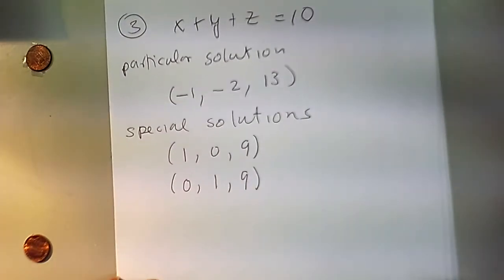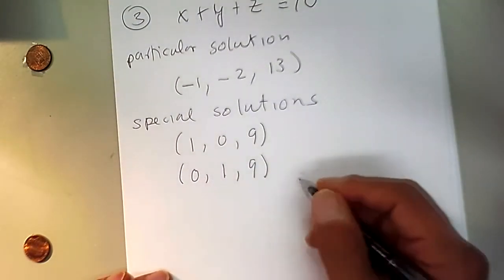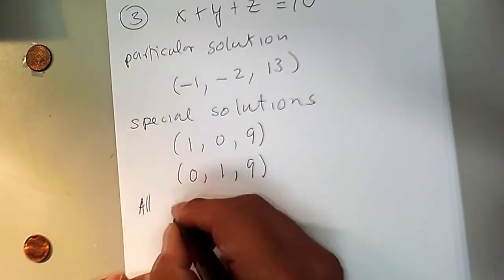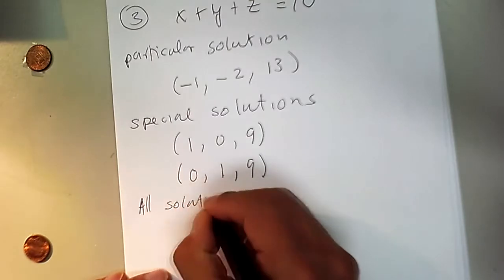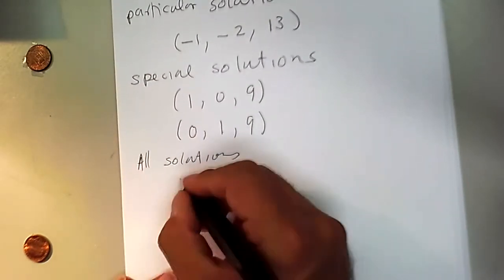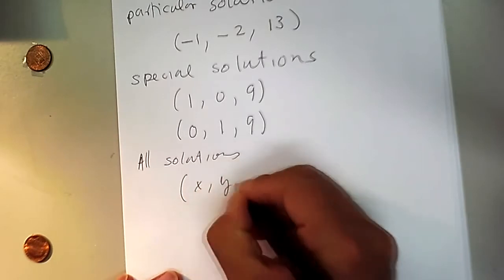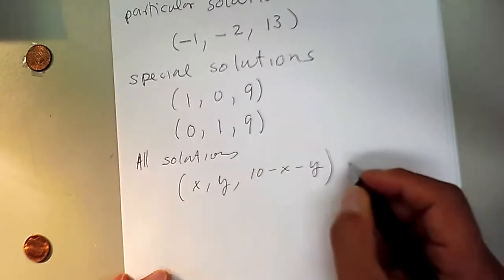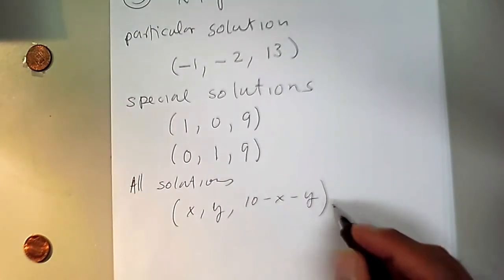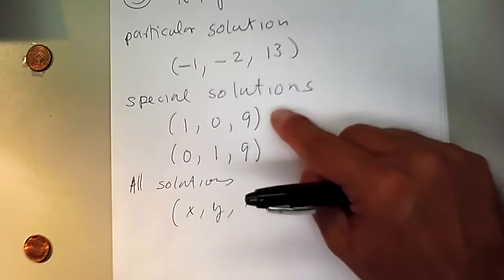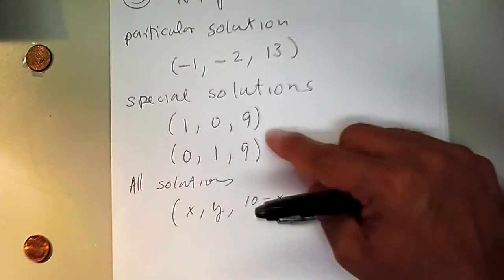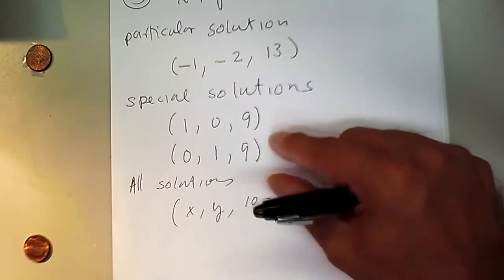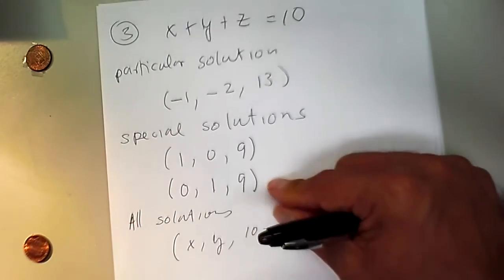Now, a general solution can be written in many different ways because we actually end up with parametric. So all the solutions, I'm going to label this as all solutions. There are many ways to write all solutions, but x and y can be free, and then z would have to be 10 minus x minus y. So those are all the solutions, the general solution. But one thing we want to be focused on are those two solutions. They're going to be quite important for us, the special solutions.